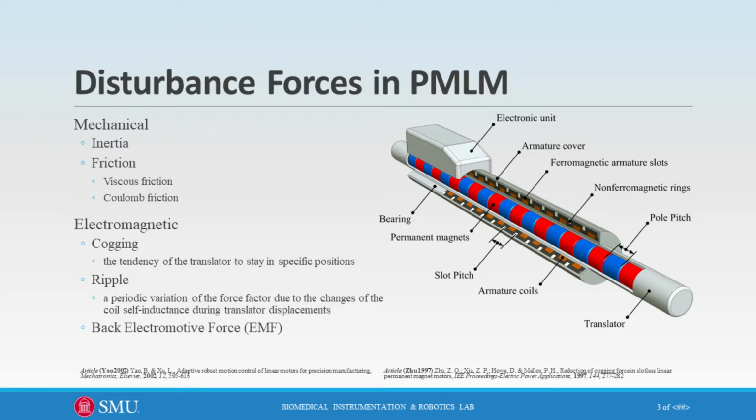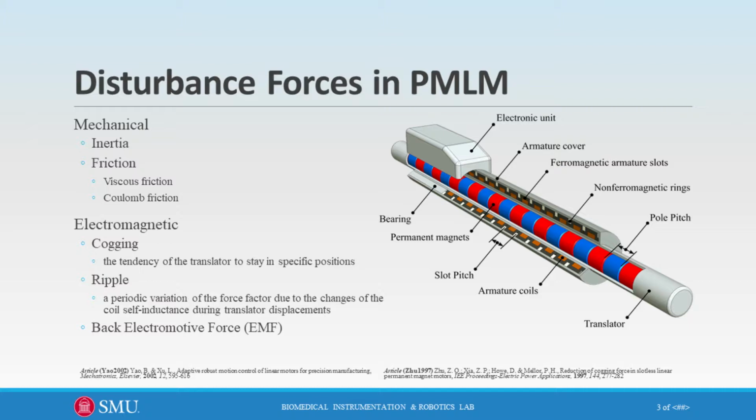These disturbance forces in PMLMs can be categorized into mechanical and electromagnetic forces. Mechanical disturbances are inertial forces and friction forces, including viscous friction and Coulomb friction. And electromagnetic disturbance forces are cogging force, ripple force, and back electromotive force. Cogging force is defined as the tendency of the translator to stay in a specific position. And ripple force is defined as variation of the force factor due to the changes of the coil self-inductance during translator's displacement.